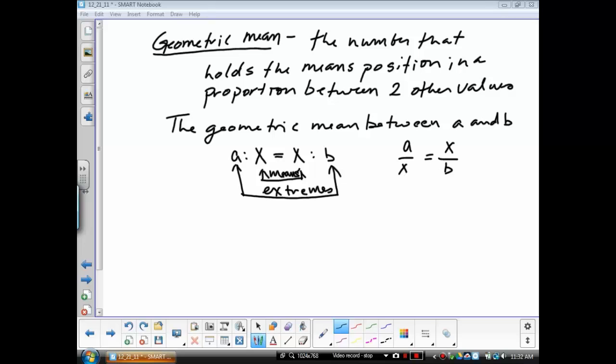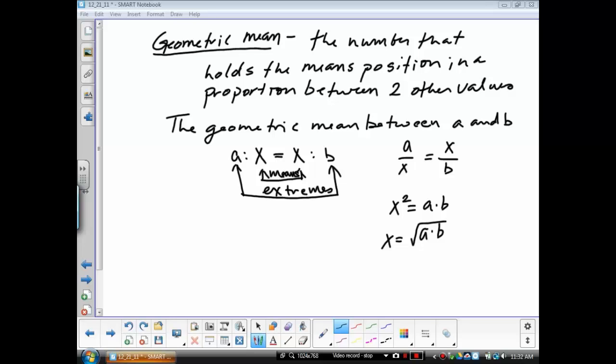And when we cross multiply, or use the means extremes property to help us find the value of x, we end up with x squared equals A times B. Which means we'd have to take a square root to solve for x. So we get x equals the square root of A times B. To solve a proportion for a variable, you have to cross multiply. So when we cross multiply to solve for x, we get x squared equals A times B. That's why we did the means extremes property.